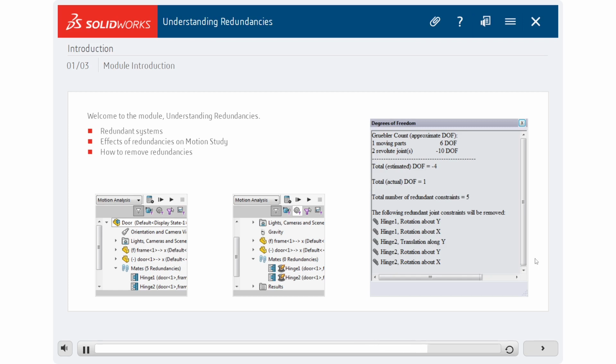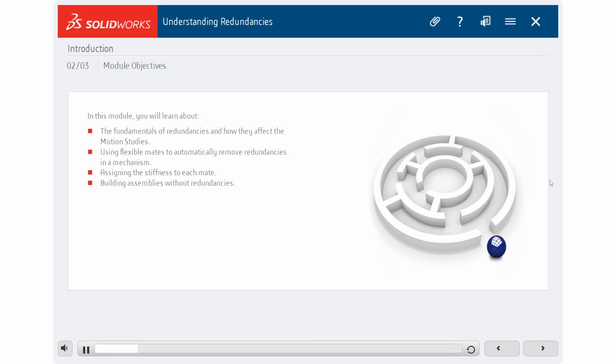In this module, you will also learn how redundancies affect the motion study and how they can be removed. You will learn how redundancies affect motion studies. You will also learn how to use flexible mates to automatically remove redundancies in a mechanism, assign the stiffness to each mate, and understand how to build assemblies without redundancies.